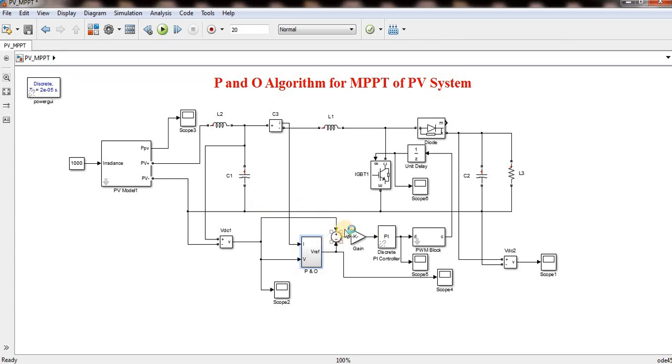But here I have taken it in the reverse direction. V reference is negative and V is positive, because let us see, if voltage is more, let us assume my V reference is 500 volts and my voltage is 550 volts. See, voltage is more, so more power I can transfer. So I have to switch on.